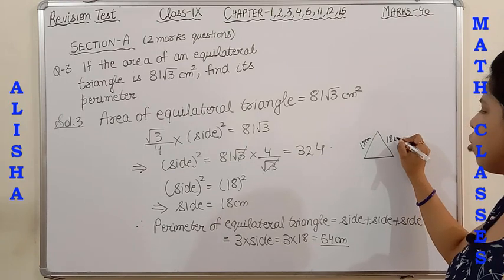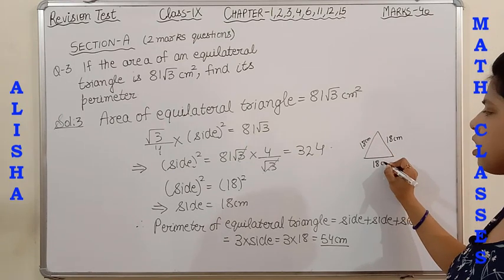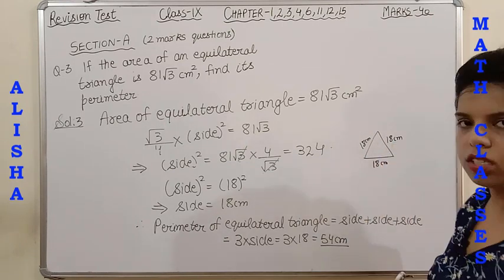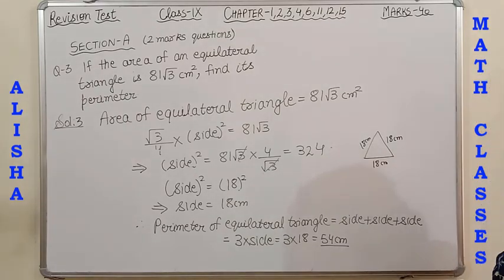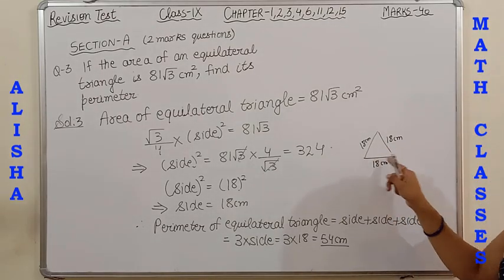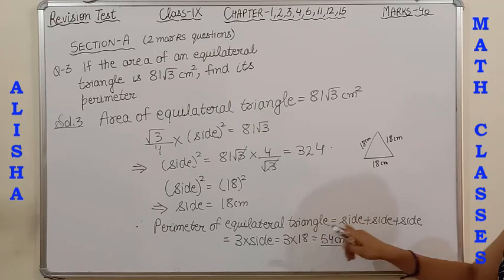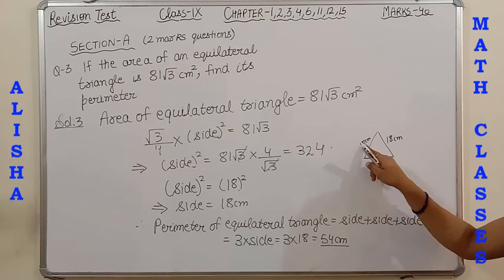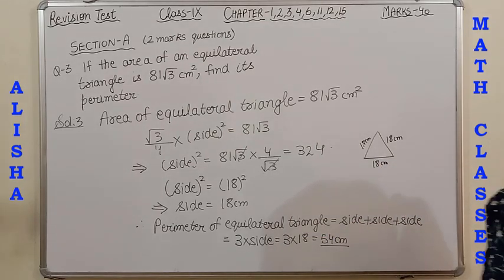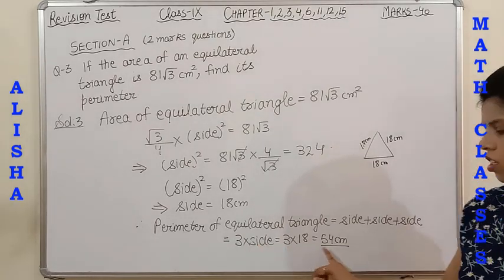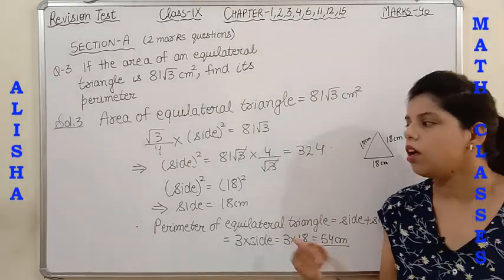Now you know what we mean by perimeter? Perimeter is the sum of all the outer boundaries of any figure. So this is a triangle. So perimeter is equal to side plus side plus side, that is 18 plus 18 plus 18, or we can simply do 3 into 18, which is going to be 54 centimeter. Please note down.